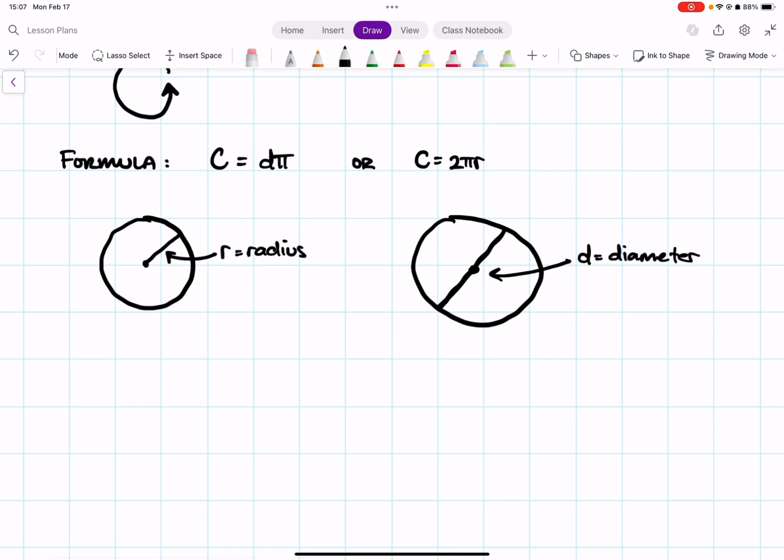And so for a final reference, diameter equals twice the radius, right? 2 times the radius is equal to the diameter. So that's another thing that you can remember.